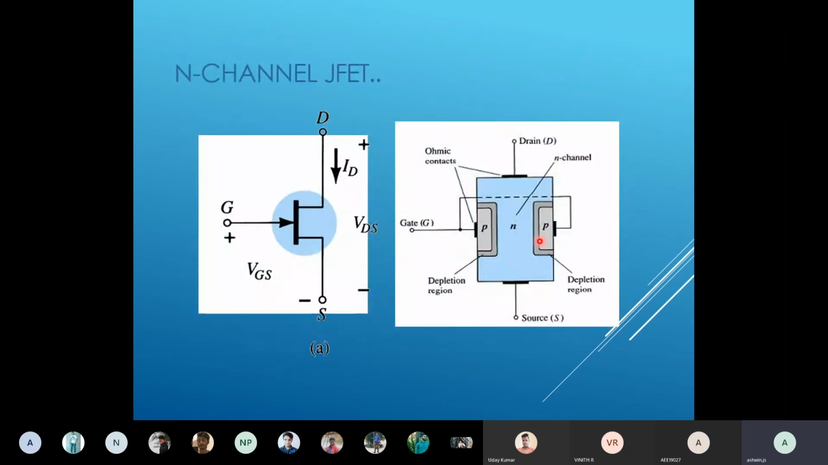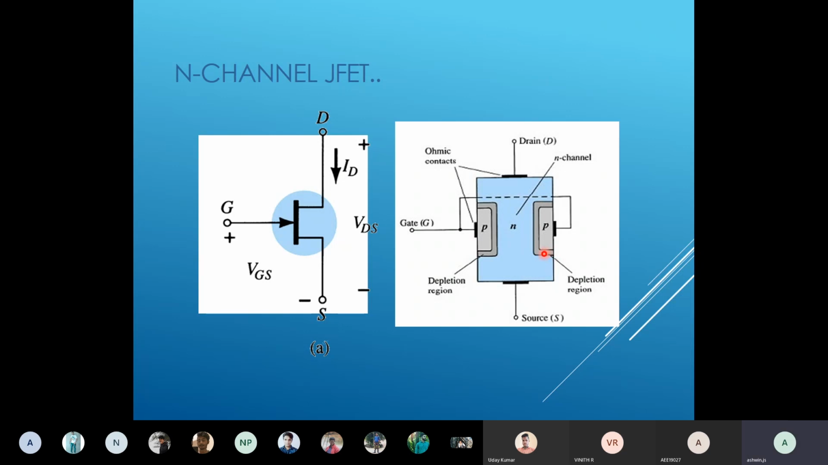Yeah. So this is the construction. If you look at this, the majority portion, the maximum portion, is nothing but the N channel. Only the few portions available inside the N channel, that is a small amount of P type, are fabricated inside in order to provide two junctions. So this is one of the junctions, and this is the second junction.